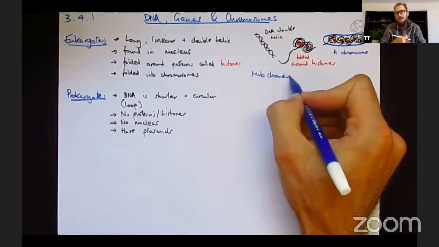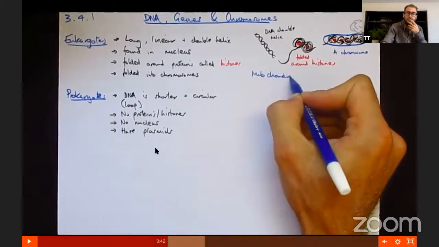The definition of an intron is the non-coding sections within a gene. Obviously, there are non-coding regions between the genes, but within a gene, it's the non-coding sections. They're not coding for amino acids.